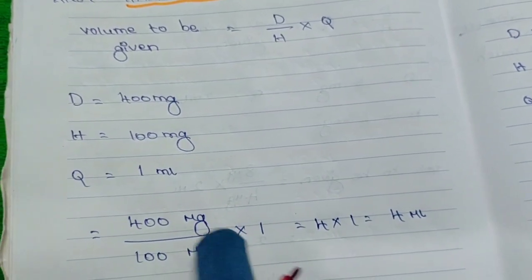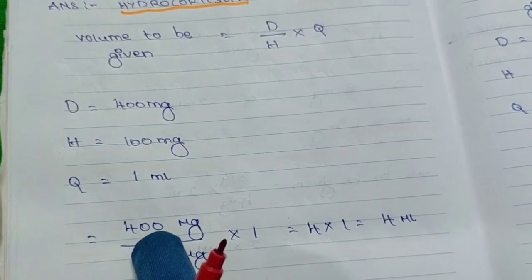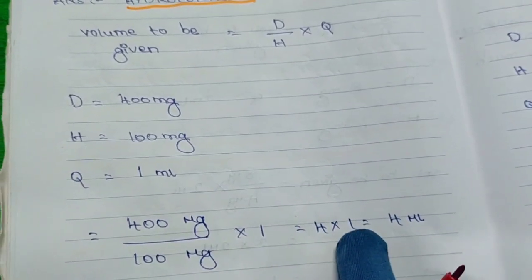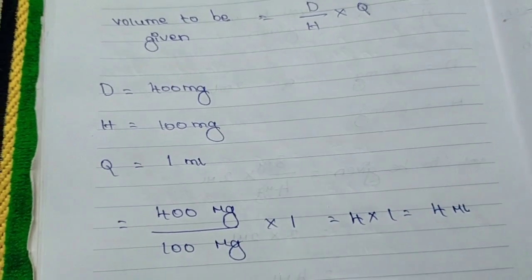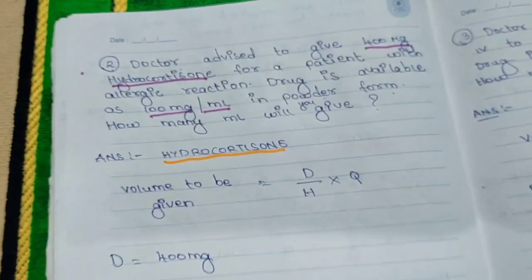See, both are mg. These units will get cancelled. So 100 divided by 4 will be 4. So 4 into 1, so it is 4 ml. So we have to administer 4 ml of hydrocortisone to the patient.